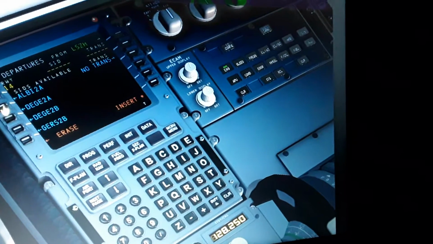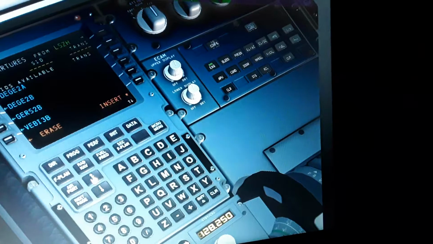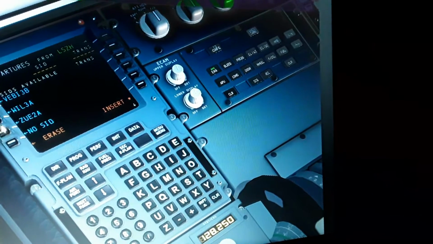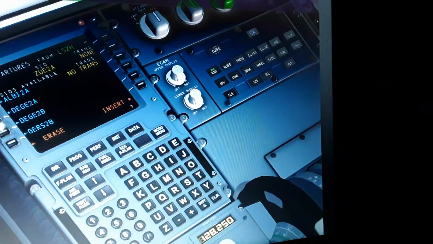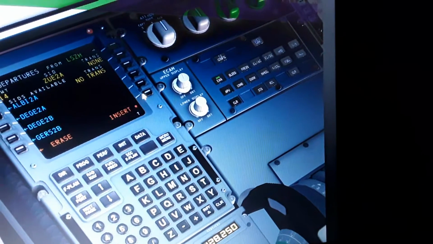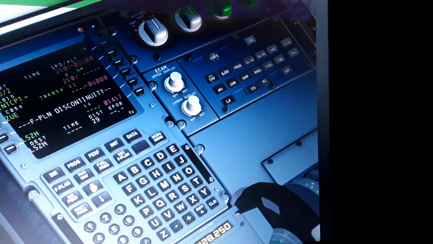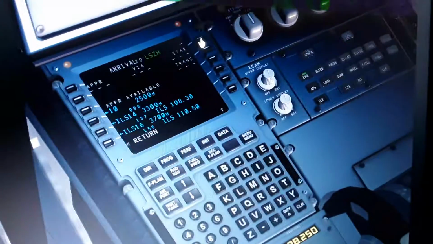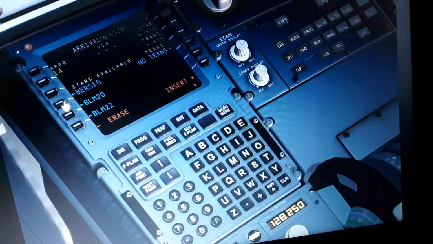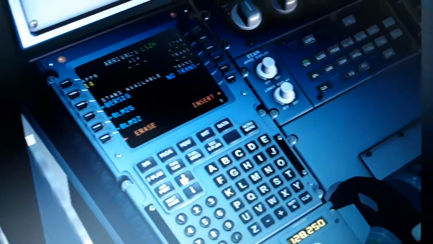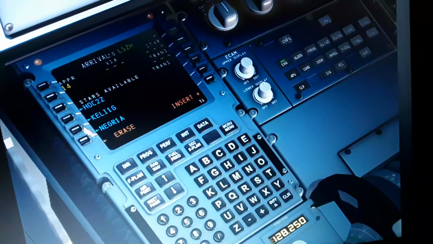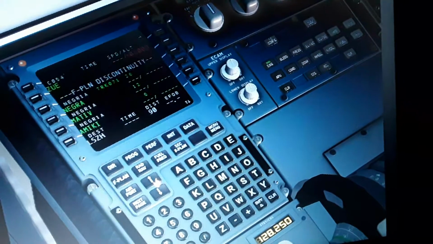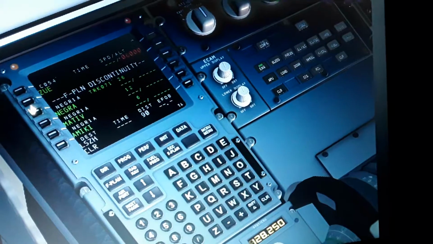Runway 14. Trans 12, insert, and then the arrival. It's gonna be the same runway with ILS. Trans, insert, and here we have it. We have the whole flight plan created.